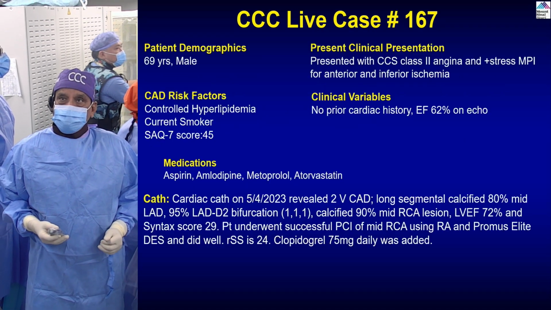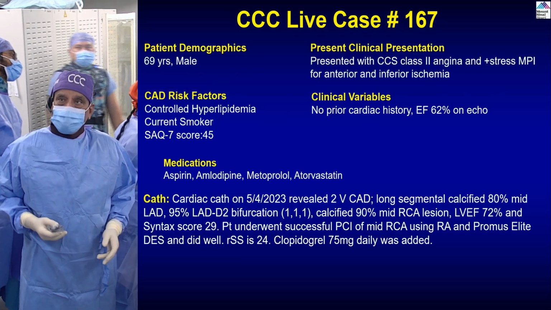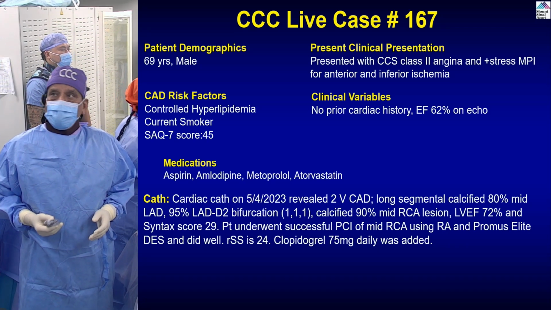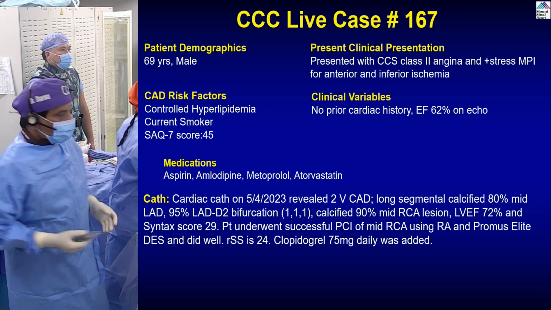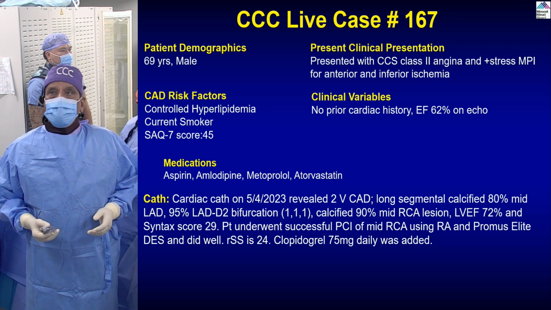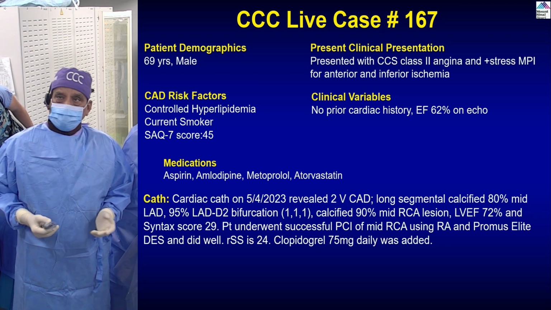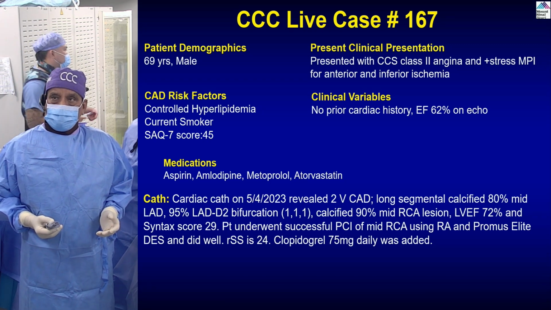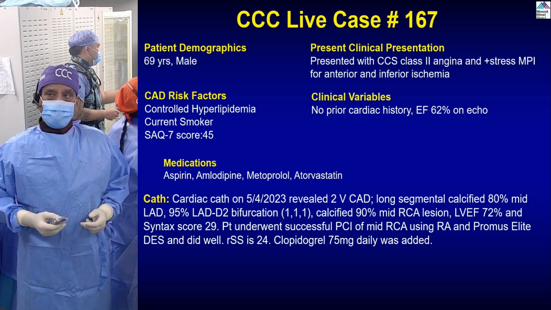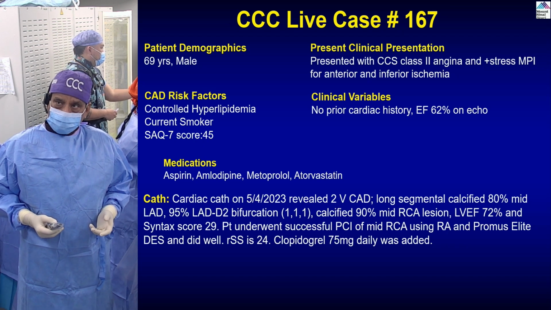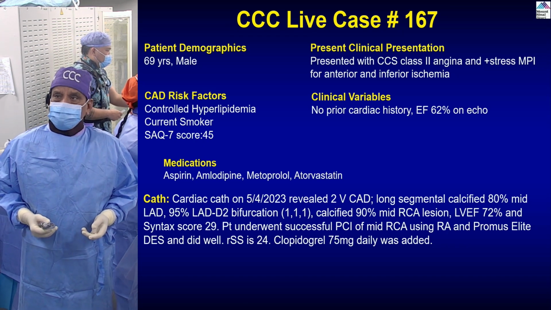Case number 167. It's a 69-year-old male, who didn't have much cardiac history before and has class 2 angina and positive stress MPI for anterior and inferior ischemia. Otherwise, good risk factors, as you see, SAQ score 45, was on aspirin, amlodipine, metoprolol, and atorvastatin. And he had a two-vessel disease. We'll show it: LAD diagonal bifurcation with calcification and RCA.